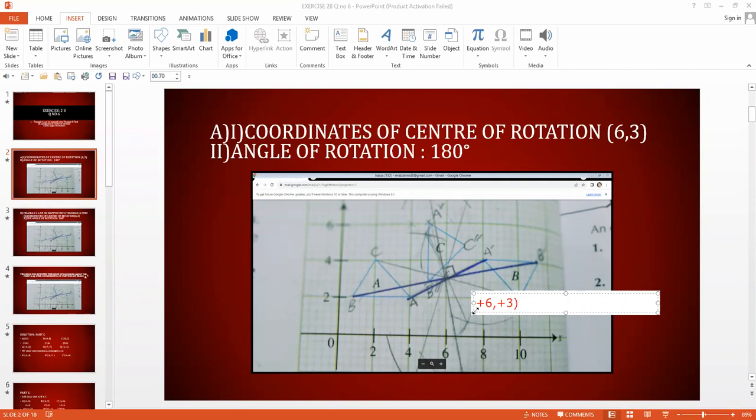So this point, which I have to write it here for you. What do you call this point? That is the coordinates of the center of rotation. Is it clear? The coordinate of the center of rotation are +6 and +3. Clear to all? Okay, now we have to move towards the second part.